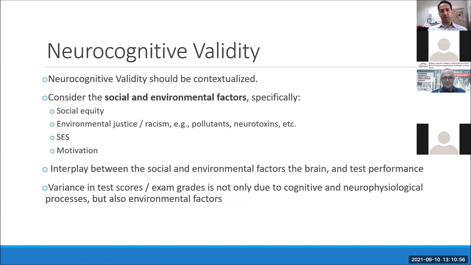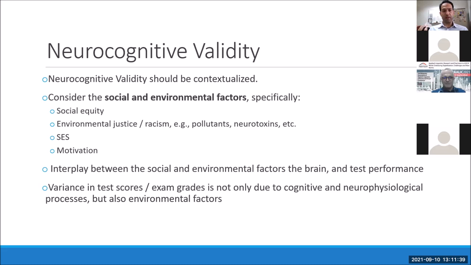And finally, yesterday, Dr. Sumitha, I hope I said her name correctly, presented a wonderful plenary speech, which I really liked because one of the topics that I'm interested in is the effect of social and environmental factors on test takers and students. So I believe that if anyone who investigates neurocognitive validity in the future should contextualize validity, should consider social and environmental factors, especially the effect of social equity, environmental justice, environmental racism, even the effect of pollutants and neurotoxins, and so on and so forth on test takers.